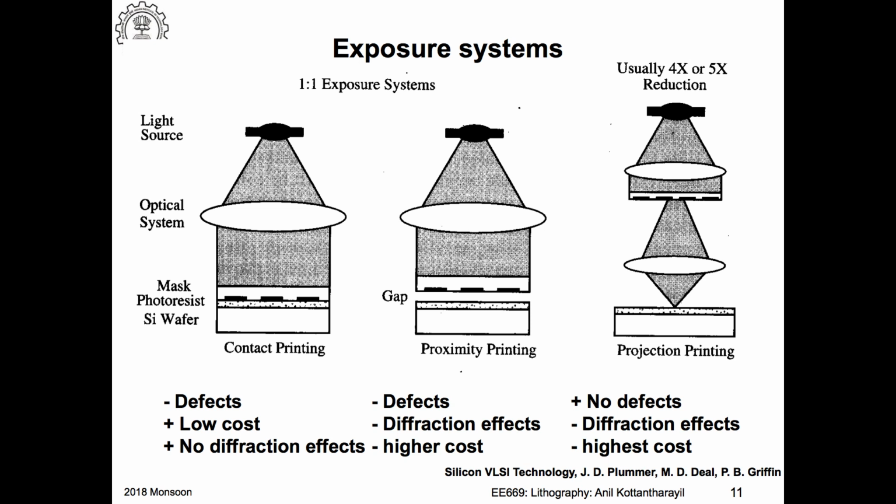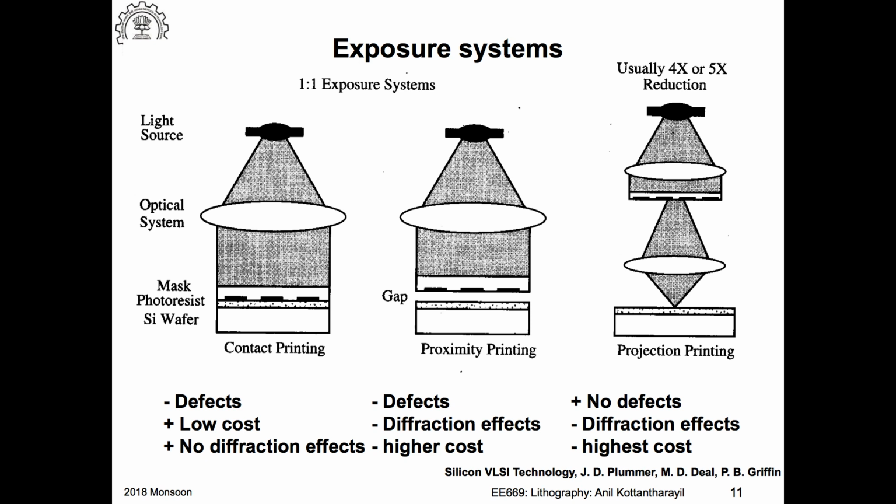This system is different. You can see the mask is not in contact. You have an optical source and a lens to collimate it. The mask is right here. The light that goes through is again manipulated using another lens and brought onto the wafer. So there are two lenses in this. This is called projection printing. You are projecting an image onto a plane. So there are no defects because there is no contact.